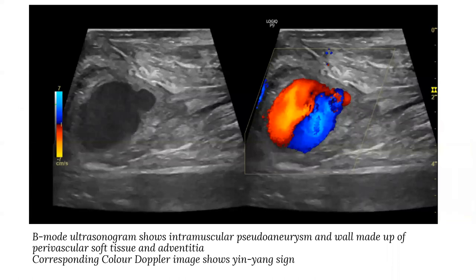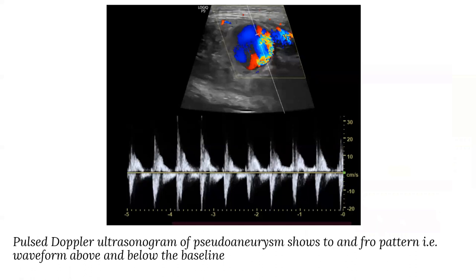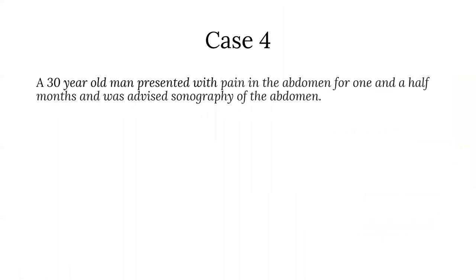The B-mode and color Doppler image of the anterior tibial artery showed an outpouching arising from the anterior tibial artery, which showed the classical yin yang sign. These are the images which show the neck of the aneurysm, and this is the corresponding B-flow sonogram image of the pseudoaneurysm. This is the classical pulse Doppler ultrasonogram image, which shows a to-and-fro pattern of the waveform. Hence, a diagnosis of traumatic pseudoaneurysm arising from the anterior tibial artery was made. However, the patient did not follow up with us.